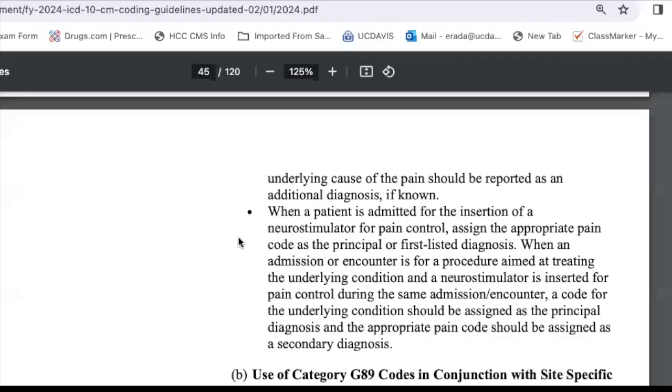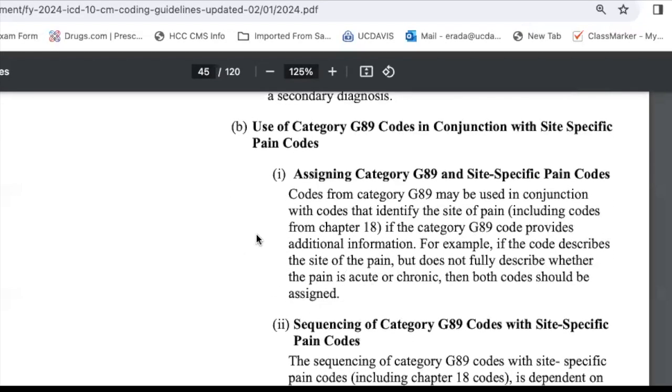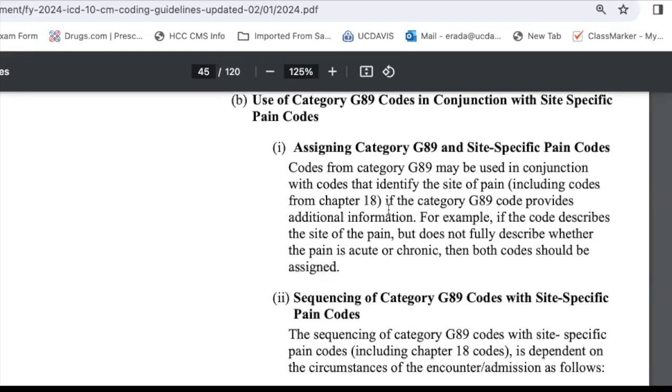Okay, so let's go to the next one. Category G89 codes in conjunction with site-specific pain codes. Okay, let's read this. Assigning category 89 and site-specific pain codes. Codes from category G89 may be used in conjunction with codes that identify the site of pain. If the category G89 code provides additional information, for example, if the code describes the site of the pain but does not fully describe whether the pain is acute or chronic, then both codes should be assigned.